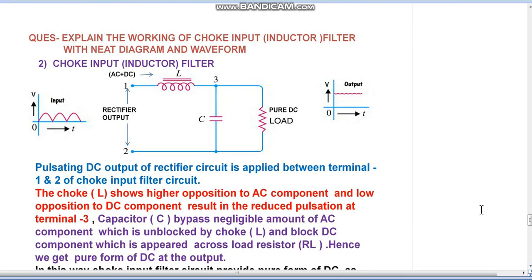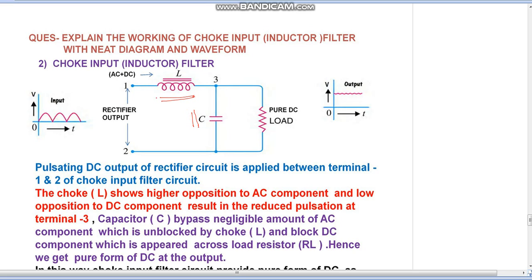Now the second type of the filter circuit is called the choke input filter, that is called the inductor filter. In examination there is a question, explain the working of choke input filter circuit with a neat diagram and waveform. Here the diagram is shown. In that diagram, inductor coil L and capacitor C are used. One inductor coil and one capacitor is used.